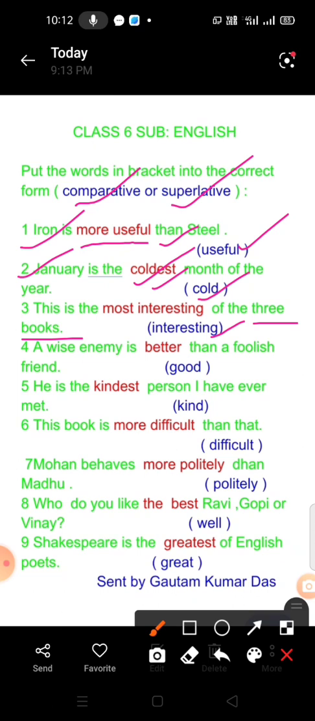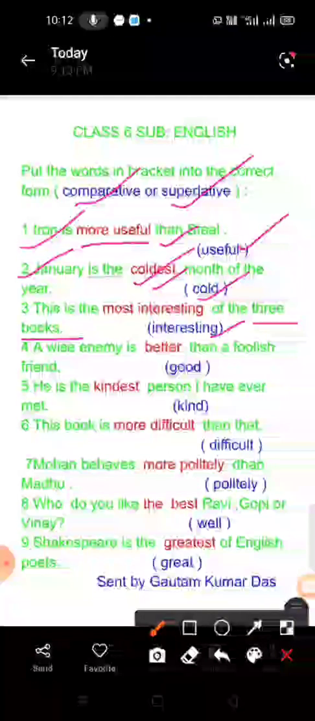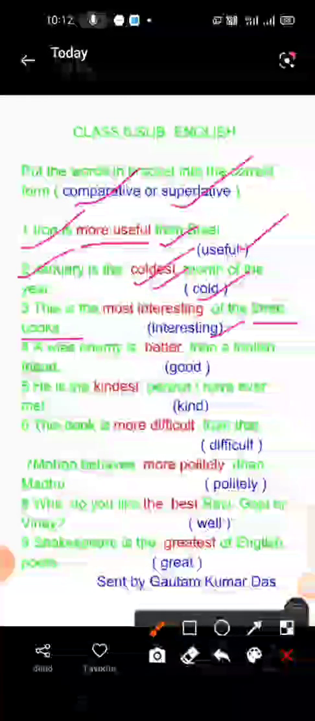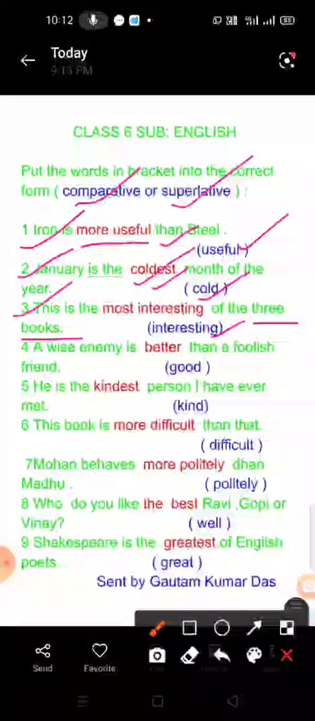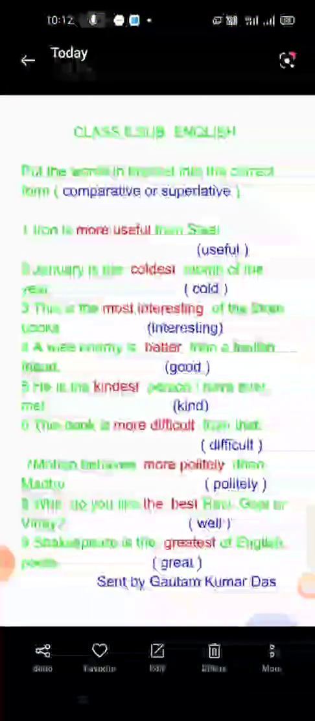If 2 books, then more interesting. Here is more than 2, that's why most interesting. Interesting, more interesting, and most interesting. More interesting, that is comparative, and most interesting, that is superlative degree. Third is okay. Now I am coming to number four.